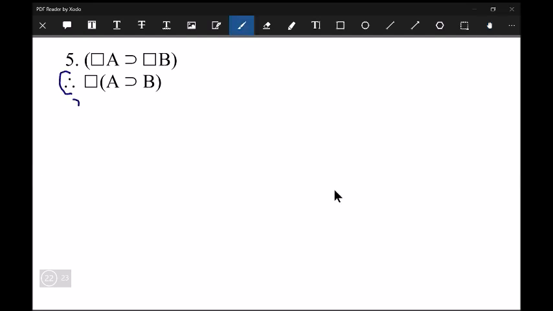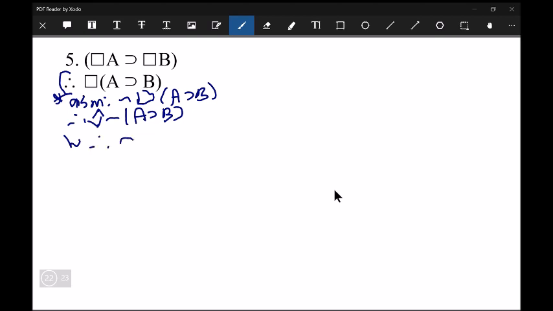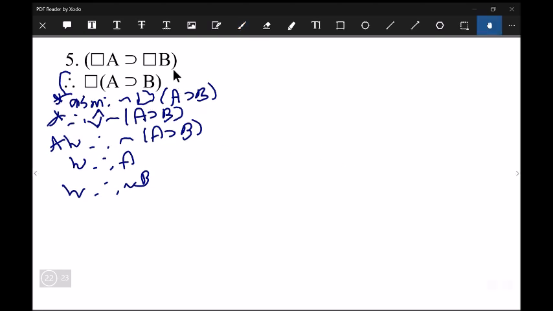Assume the opposite. Not necessary: if A, then B. Therefore, possible: not if A, then B. And then you drop that in a new world. You have not if A, then B. And then you have a false if-then, therefore in world W, first part true, second part false.